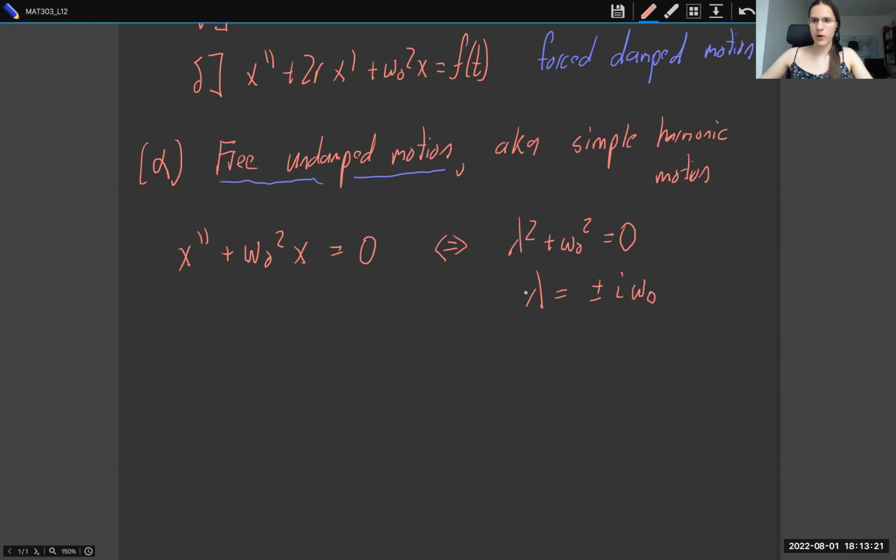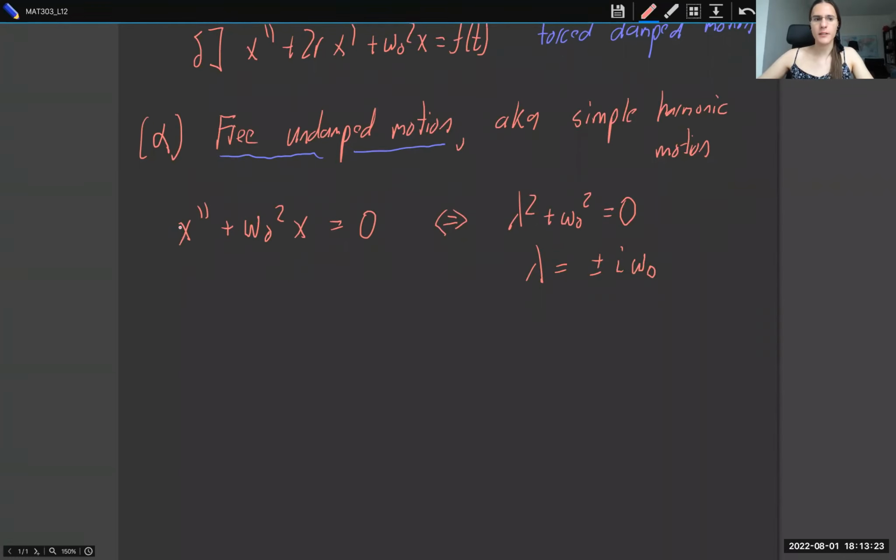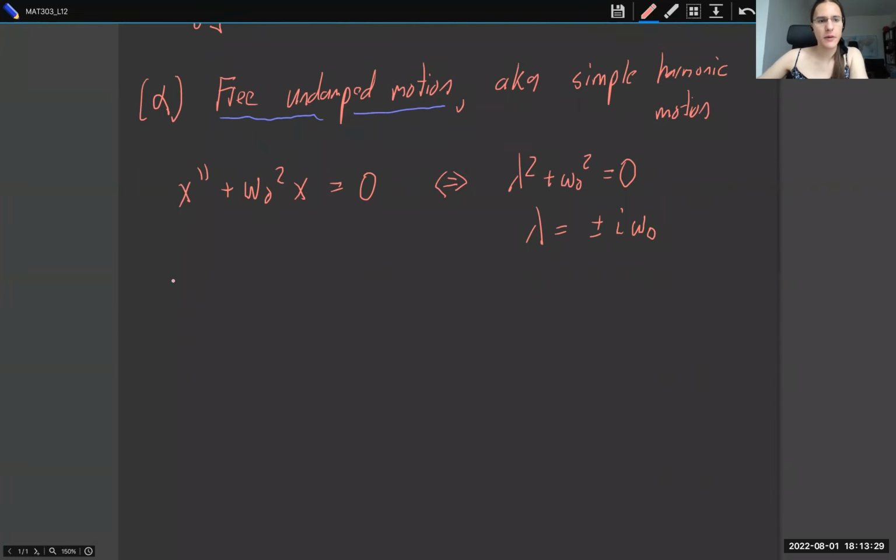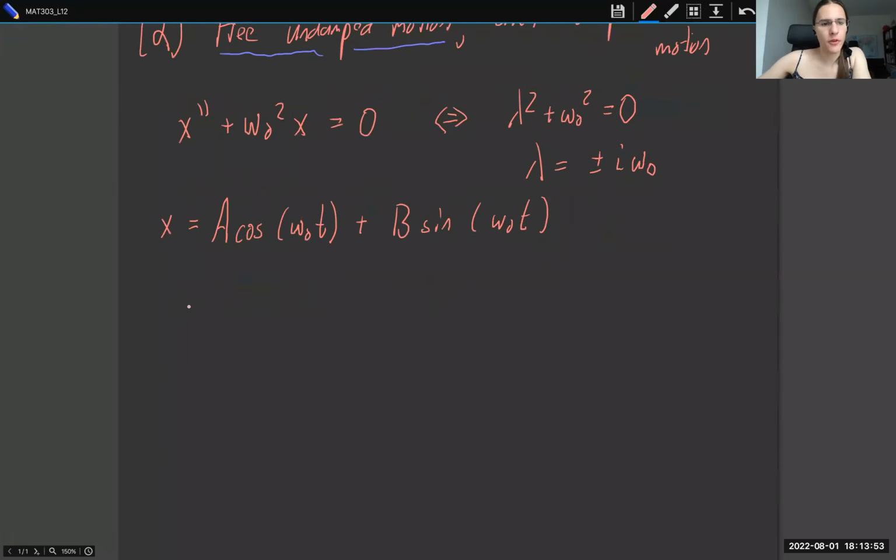And so we get that lambda is equal to plus or minus i omega naught. And then looking at our prescription for solving constant coefficient homogeneous linear equations, the solutions that we'd get would be the two fundamental ones: cosine omega naught t and sine omega naught t. So we can write x as A cosine omega naught t plus B sine omega naught t. And what we can do further is we can take this and factor out the square root of A squared plus B squared.